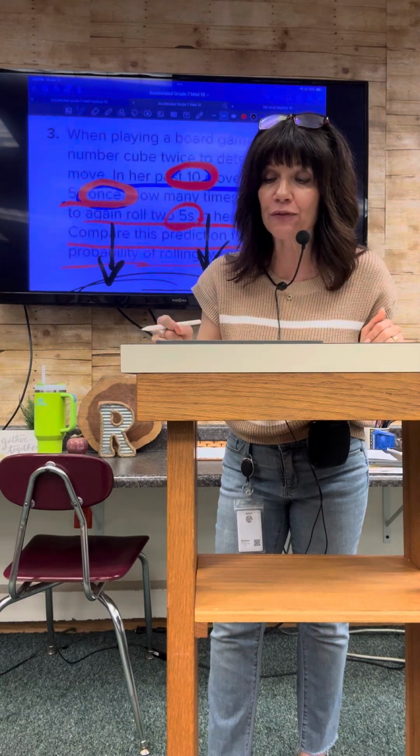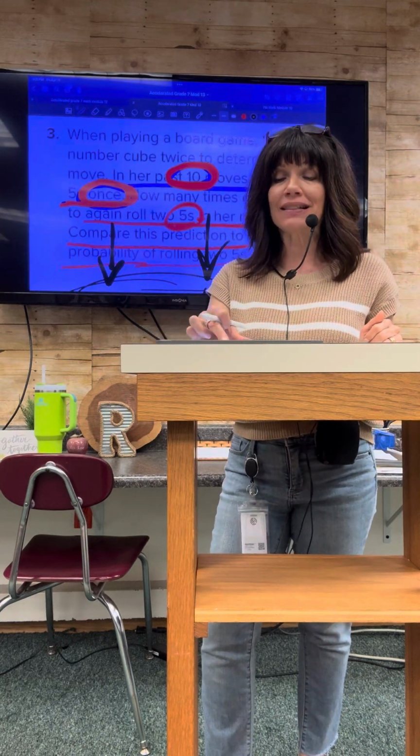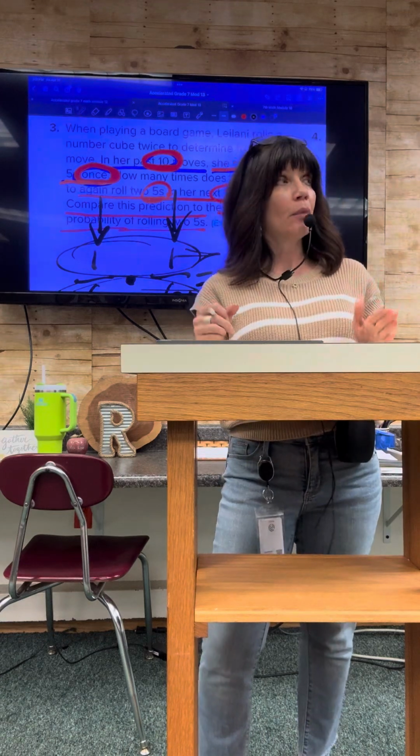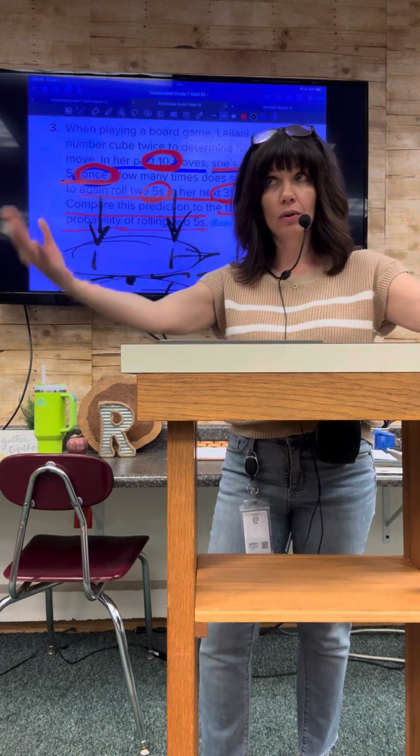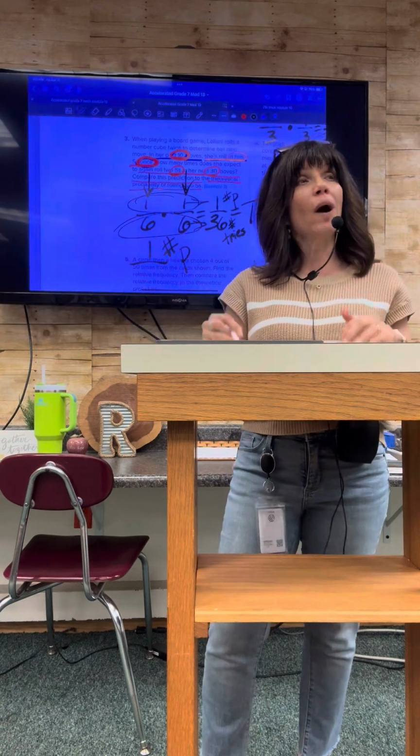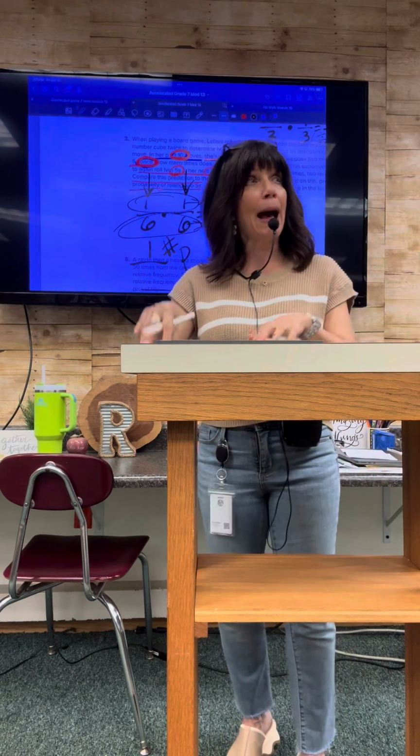Notice the numbers I have circled. One says in her past 10 moves, she's rolled 2 5s once. What number is my numerator? Please say it if you know. I'm glad several people knew. It is 1, because only one time did her preferred event happen.